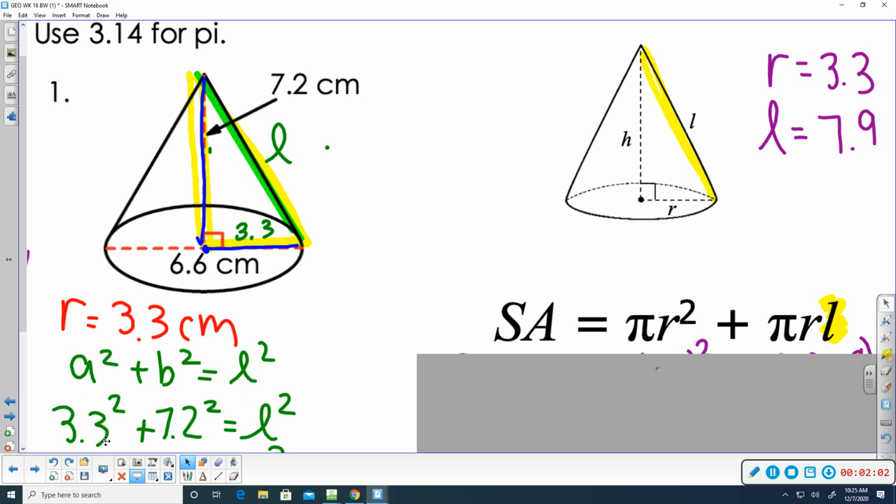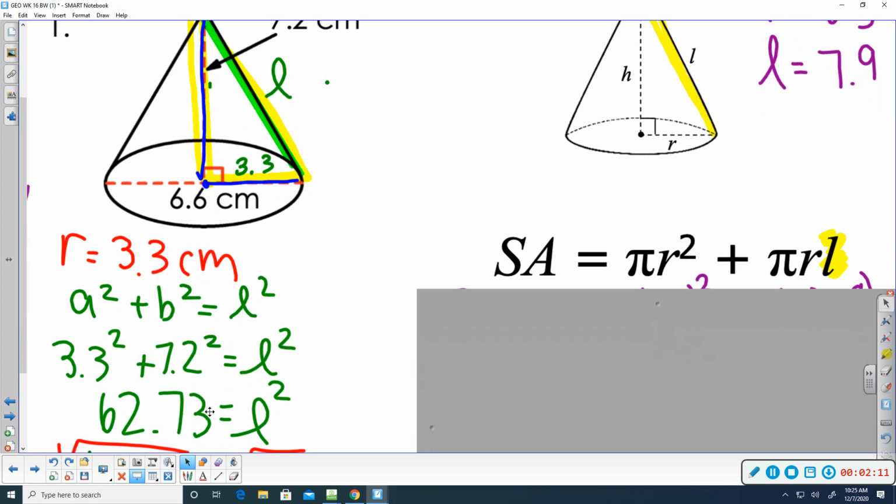Then the left-hand side of this equation here is just something that you're going to type into Desmos. So you're going to go on there and you're going to type in 3.3 squared plus 7.2 squared. When you do that, you get 62.73 is equal to L squared.